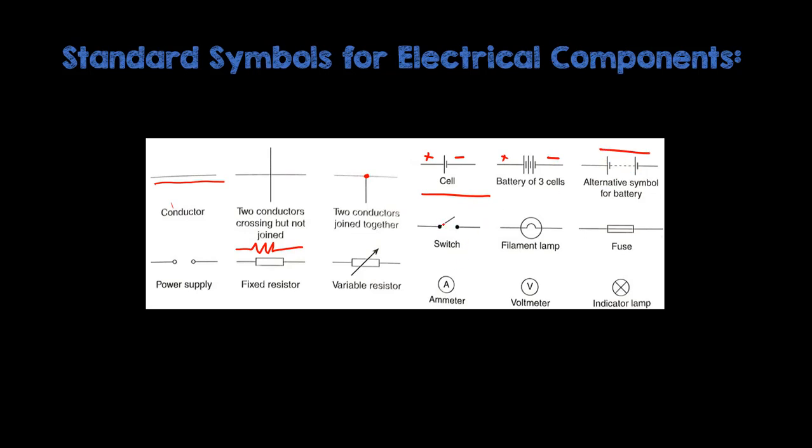Next one, switch. So mga simpleng simpleng electrical components. So marami pa yan, hindi lang ito. Next is filament lamp, fuse, ammeter, voltmeter, and indicator lamp. So, these are the few electrical symbols na magagamit natin sa ating DC circuits. Hindi lang ito, medyo madami pa yan.